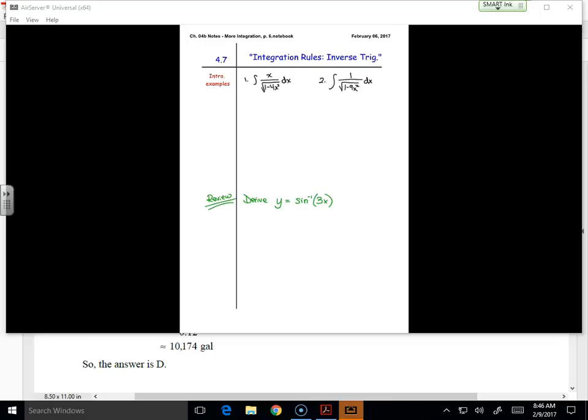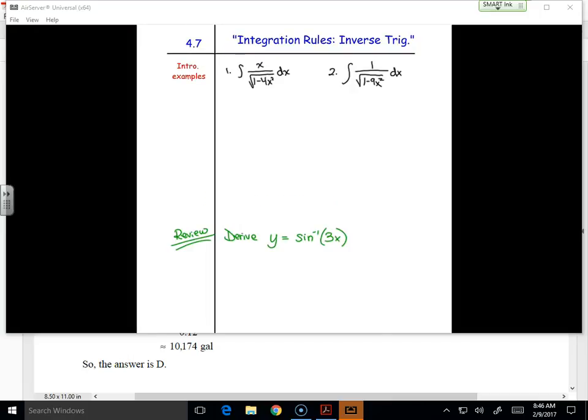Let's start again. Ain't nobody got time for the other one. We have to do the warm up tomorrow. 4.7, integration rules. Inverse trig.